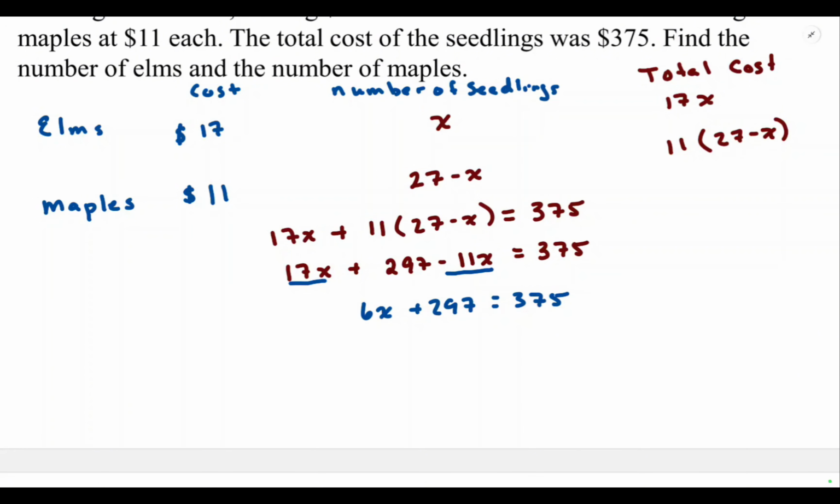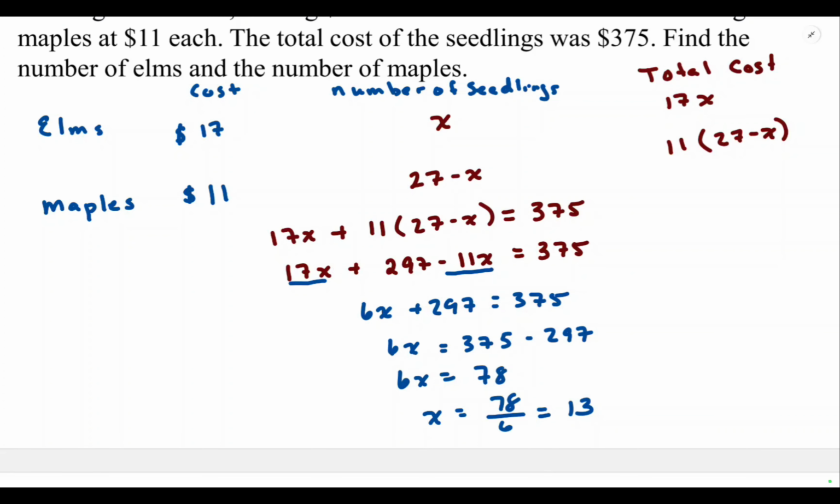Now I'm going to take that 297 and subtract it from the other side. So I have 6x is equal to 375 minus 297. So 6x is equal to what? 78. And now I have x is equal to 78 divided by 6, which gives me what?